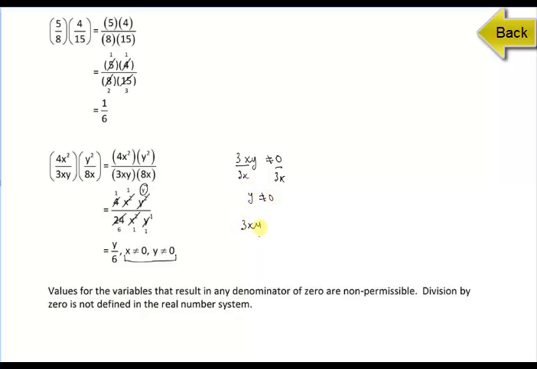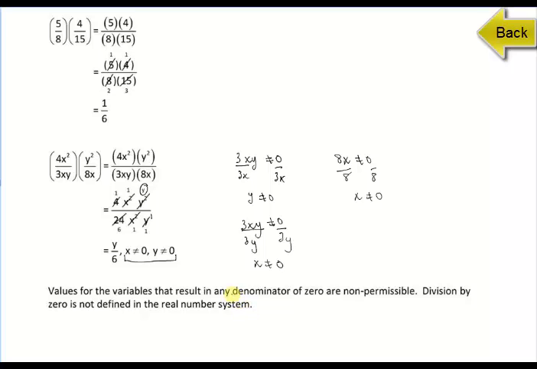And then we can also go 3xy can't be equal to 0, and this time we're going to divide by 3y, and we get that x can't be equal to 0. Okay, and of course it's a little more straightforward when you have 8x. Just divide both sides by 8, and you get that x cannot equal 0. Okay, so values for the variables that result in any denominator of 0 are non-permissible. So division by 0 is not defined in the real number system.